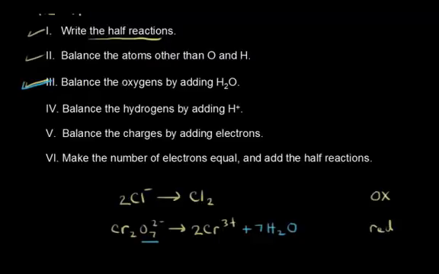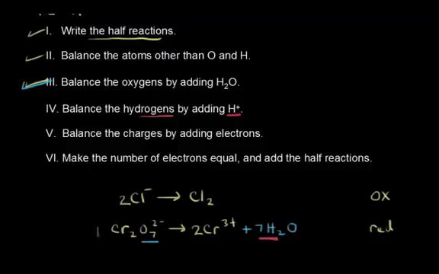Step 4, balance the hydrogens by adding some protons. So let me go ahead and I'll use red for this. So step 4, balance the hydrogens by adding protons here. Once again, in the oxidation half reaction, we don't have to do anything because we don't have to balance oxygen or hydrogen here. But again, we go down to our reduction half reaction, and we have the oxygens balanced by adding water. But by adding water, now we have some hydrogens on the right side. So we can see we have a total of 14 hydrogens on the right side, so 7 times 2. And so we're going to balance that by adding protons to the left side of our half reaction, so we need to add 14.